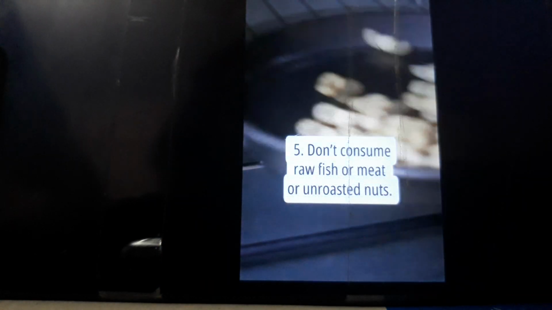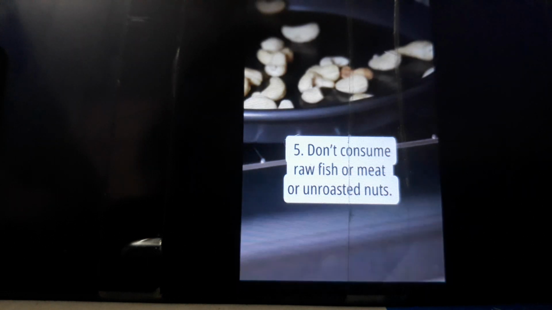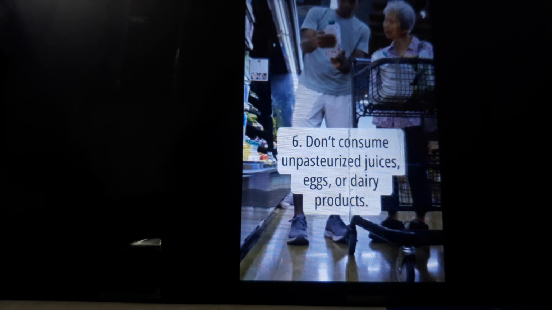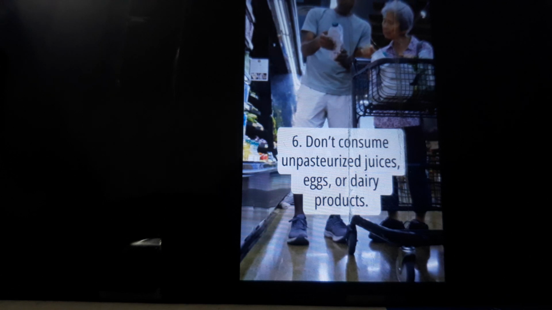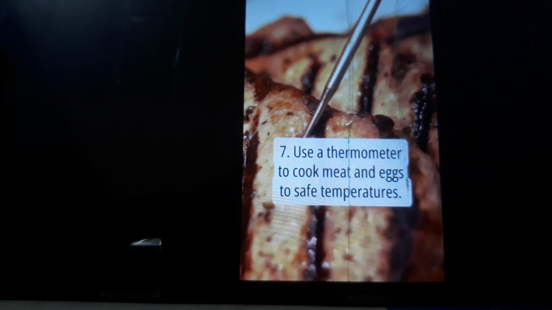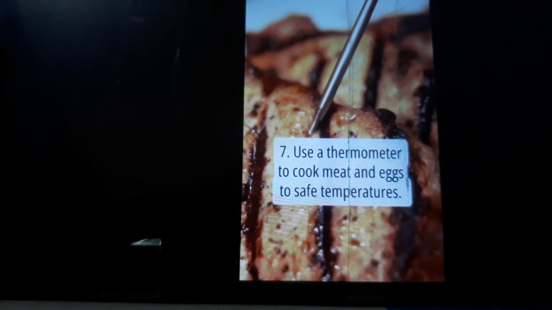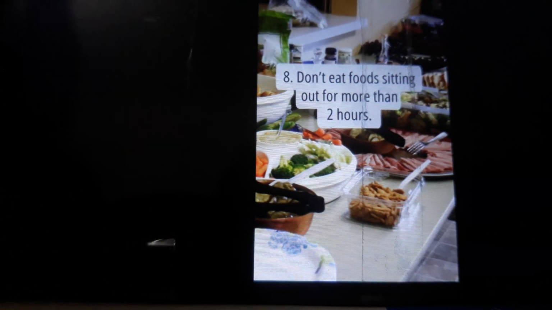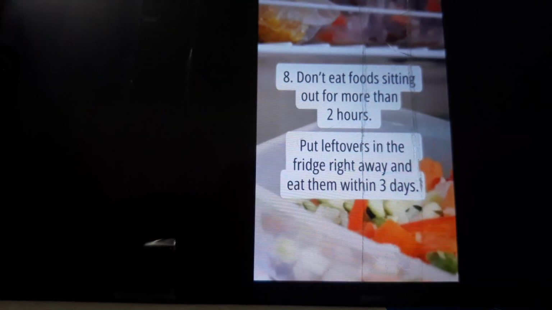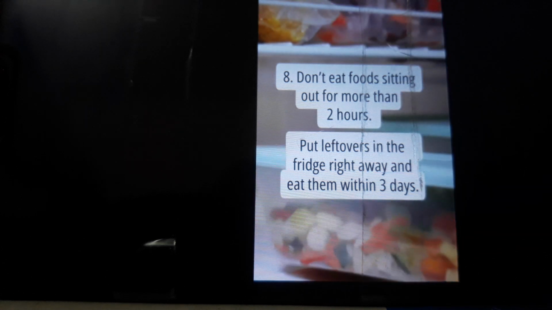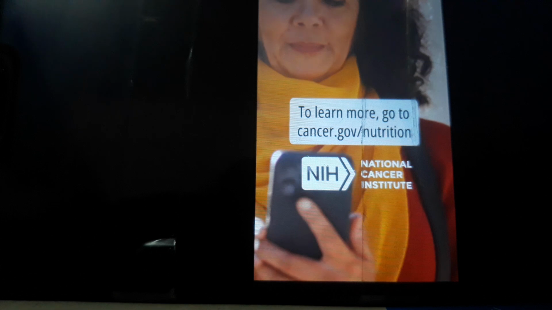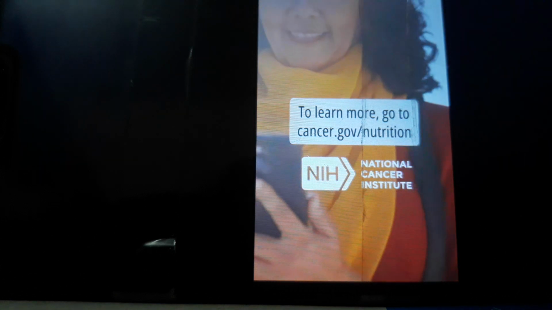5. Don't consume raw fish or meat or unroasted nuts. 6. Don't consume unpasteurized juices, eggs, or dairy products. 7. Use a thermometer to cook meat and eggs to safe temperatures. 8. Don't eat food sitting out for more than 2 hours. Put leftovers in the fridge right away and eat them within 3 days. To learn more, go to cancer.gov/nutrition.